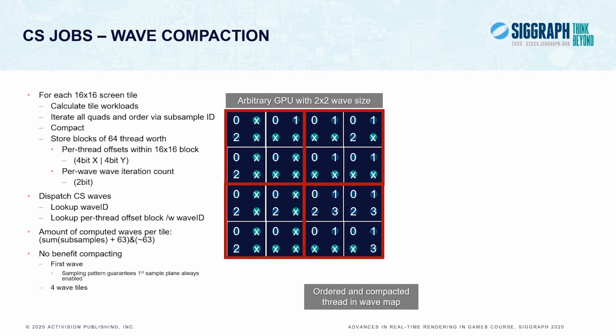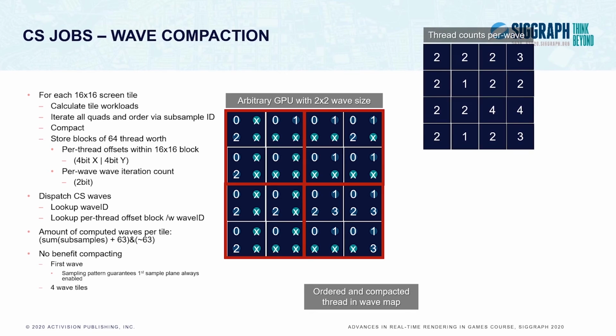Another idea is to use wave compaction. This scheme for wave packing will allow us to minimize the amount of dispatched wavefronts to the sum of all items modulo wavefront size. In this case, for each 16 by 16 screen tile, we would have to calculate all tile workloads. So if we are looking at an arbitrary GPU with a 2 by 2 wave size, then each of those tiles is composed of 4 waves. We would have to count how many threads we have active per each wave. And then we would calculate an additional buffer that stores wave rolls per tile.